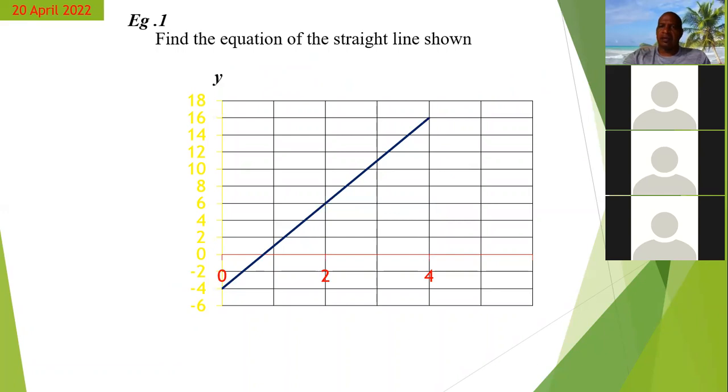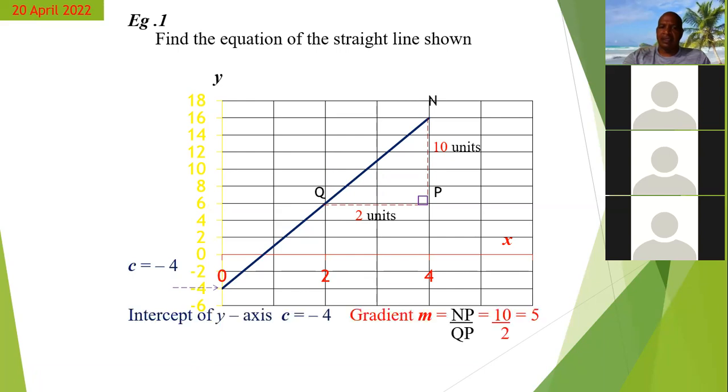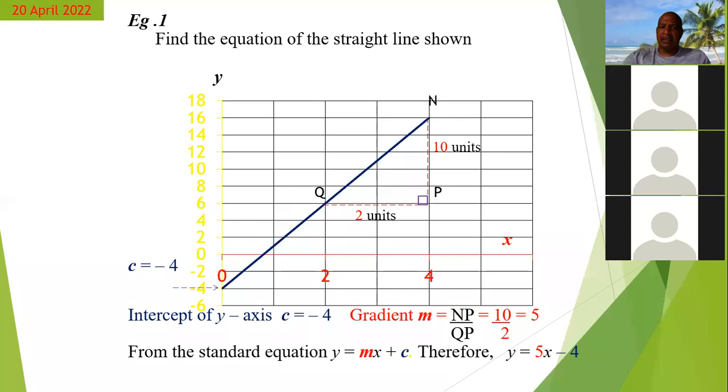All right, so we know based on our calculation just now, our y value is 10, our x value is 2. We know that our y-intercept is c. We calculate our gradient. We use the general form y equal mx plus c, and then this is what we get for our equation. So everybody should be good with this.